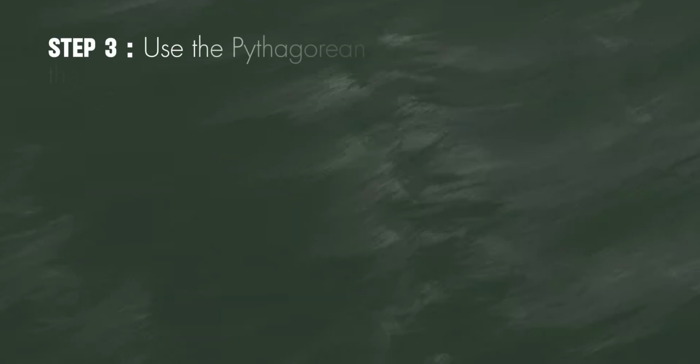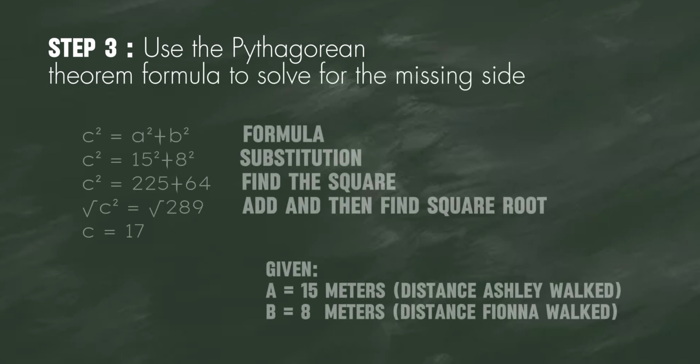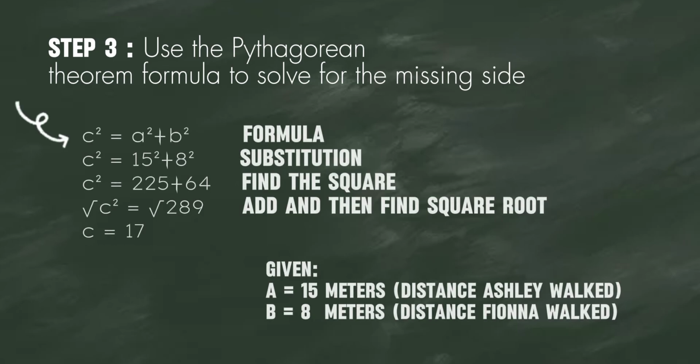Step 3. Use the Pythagorean theorem formula to solve for the missing side. Since the hypotenuse is missing, we'll use the formula c squared equals a squared plus b squared. Then, we'll substitute the given values into the formula. After that, find the square of 15 and the square of 8. The square of 15 is 225 and the square of 8 is 64.